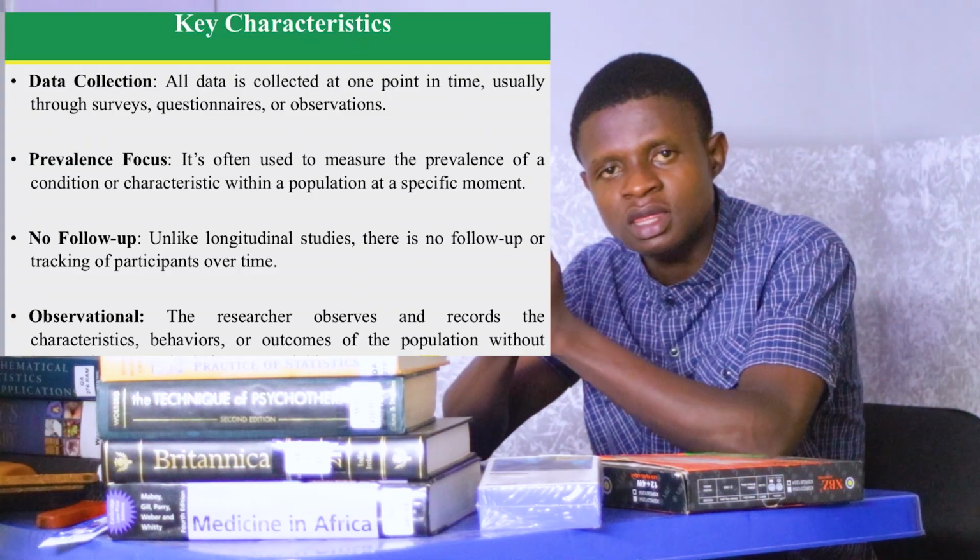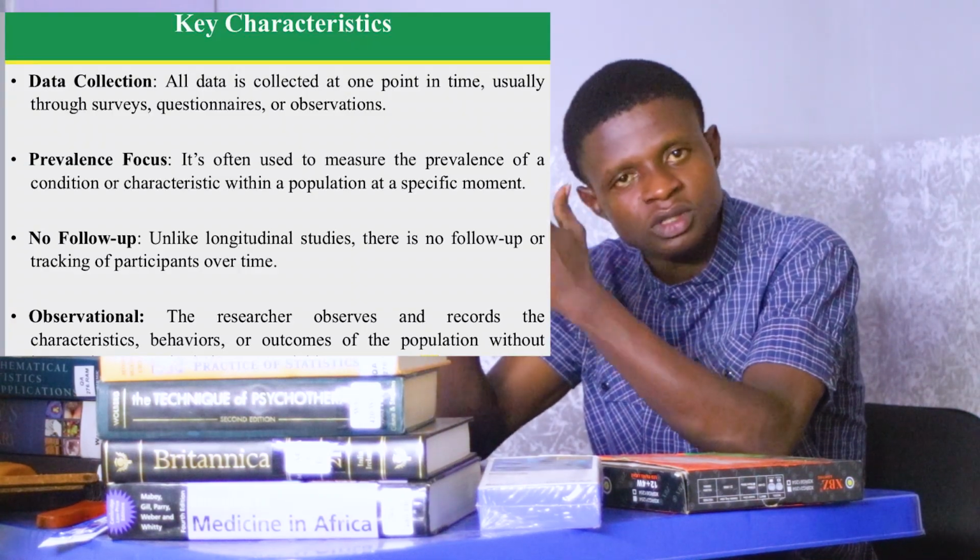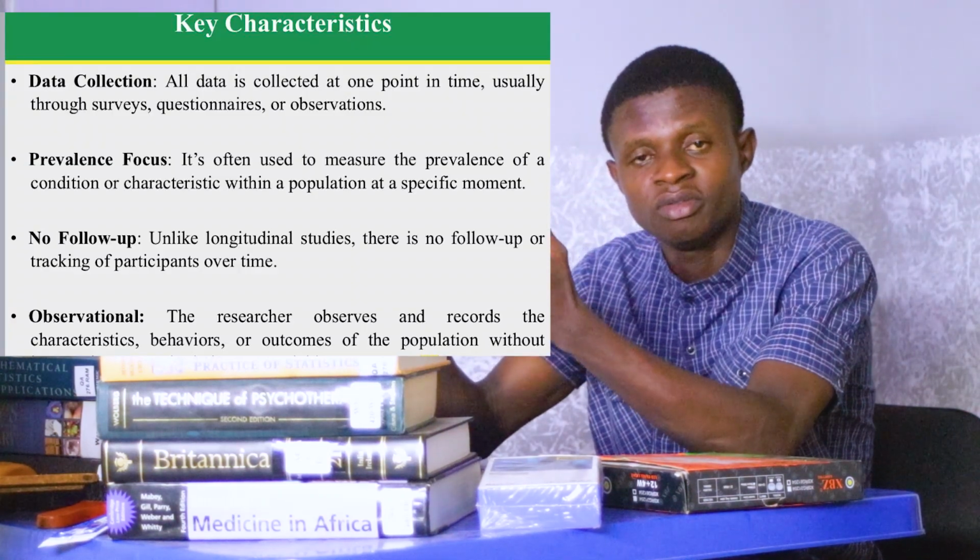In cross-sectional study, at the data collection session, the data is collected at one point in time. The survey is collected at one point in time. You just see the person. If the person is part of your inclusion criteria, you seek the consent of the person before, then you take the data, and you don't follow the person again.